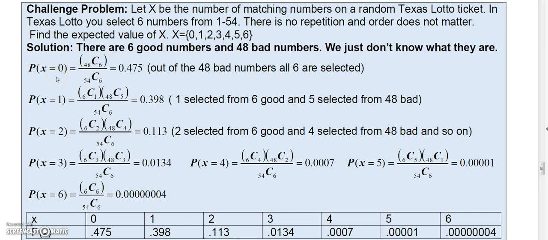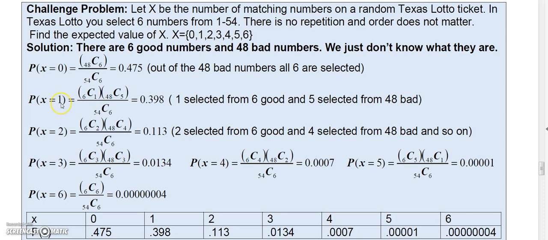So let's look at the probability of getting no matches. The probability of matching no numbers would mean that out of the 48 bad numbers, you chose 6. So you figure out how many ways can you choose 6 bad numbers out of the 48 bad numbers, and then you divide it by the total number of 6 number combinations, which is 54 choose 6. So that's 0.475. And then the probability of 1 match would be 6 out of the 6 good numbers, you choose 1.